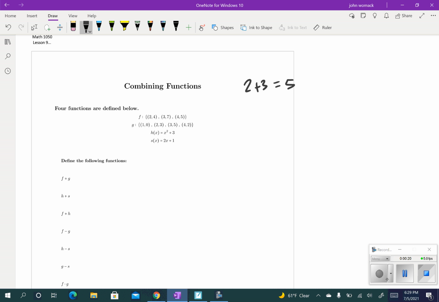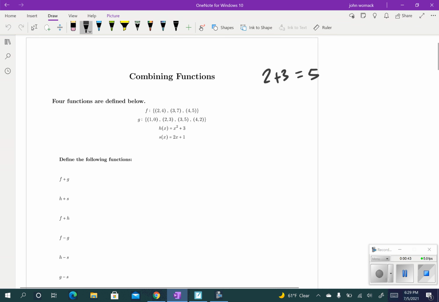Well, just like that, we can combine functions. You can combine them by adding, subtracting, multiplying, dividing. Really those four operations that you've already done with numbers themselves, but we're going to do them now with functions. And then there's one other type of combining functions, and that is using compositions of functions, and we'll get to that here in just a second.